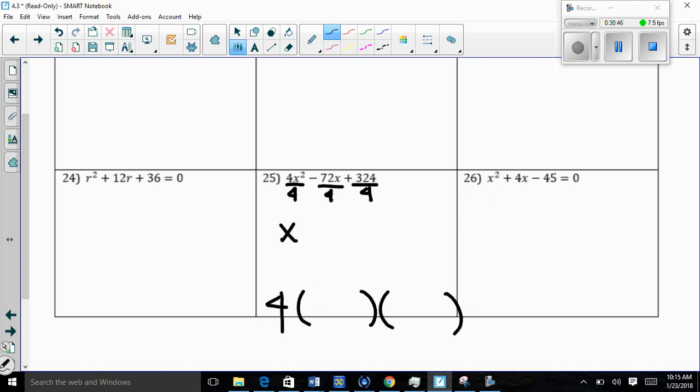You end up getting x squared minus 18x plus 81, and then you factor like normal. So what two numbers multiply to 81 and add to 18? 9 and 9, right? And since it has to add to negative 18, they would be negative 9. So my answer would be 4 times x minus 9 and x minus 9. That's still the answer. That makes sense.